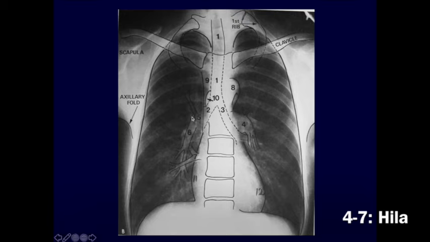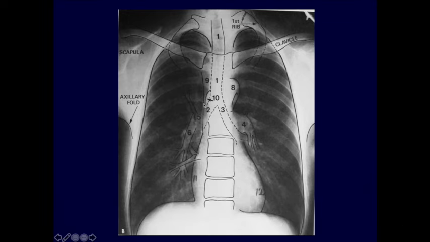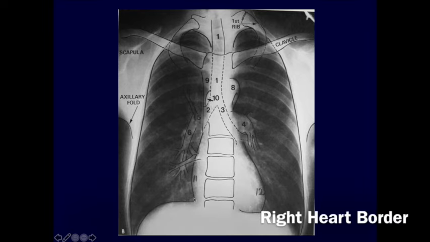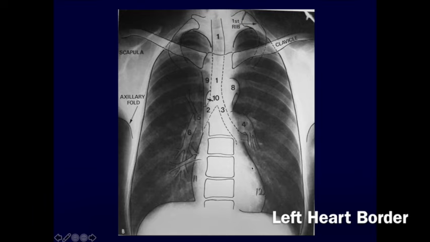For numbers 4 to 7, it's not as important when you're starting out to be able to distinguish them individually. Instead, just get used to what the normal hila look like, and we'll talk about that and show examples of it in a bit. Number 8 is the normal aortic arch. Number 9 is the SVC. Number 10 is where the azygos arch or azygos vein is. Number 11 is the right heart border, which is made of the right atrium. Remember, the right ventricle is an anterior structure. And number 12 is the left heart border, which is mainly the left ventricle and a little bit of left atrium.